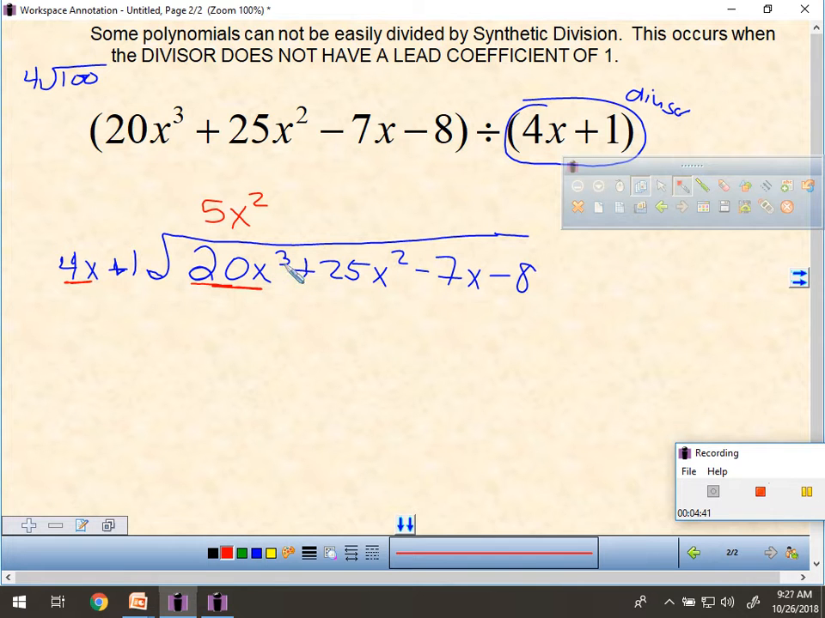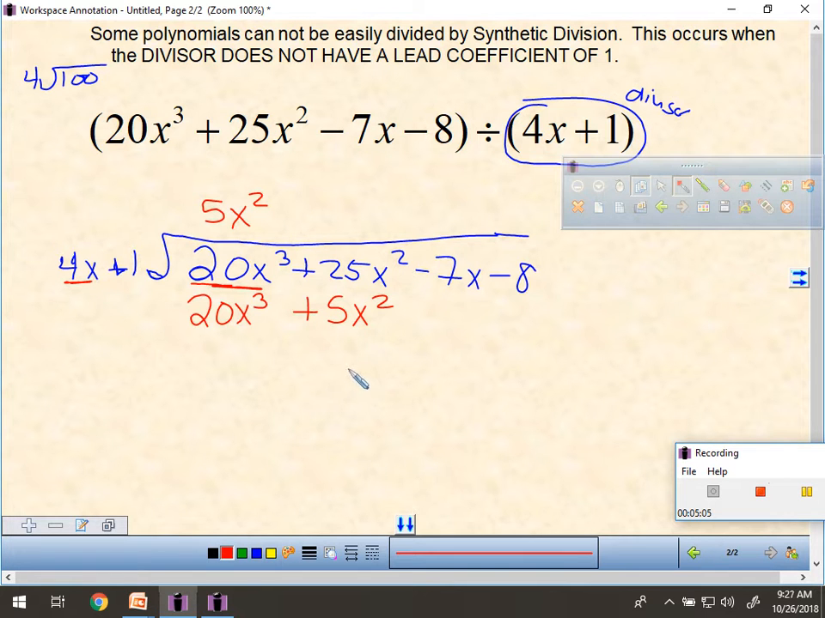Since this is a degree of 3, your depressed polynomial will be a degree of 2. But okay, so that's great. So now let's multiply. 4x times 5x squared is 20x cubed, and that should not be a surprise to you. You want these two numbers to match up. And then you have to remember there's this plus 1 right here. So do 5x squared times 1. What do you get there? Positive 5x squared. That's great. So it's just dividing and multiplying.